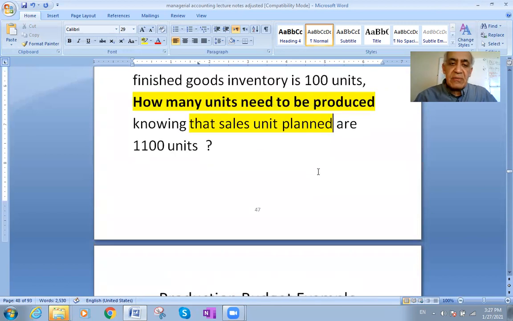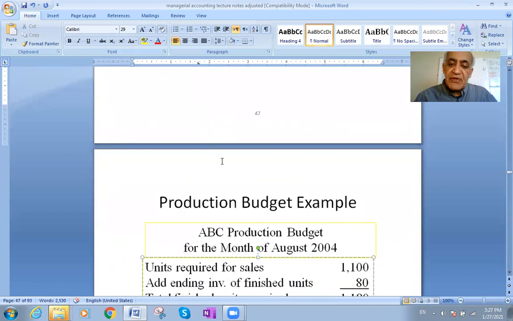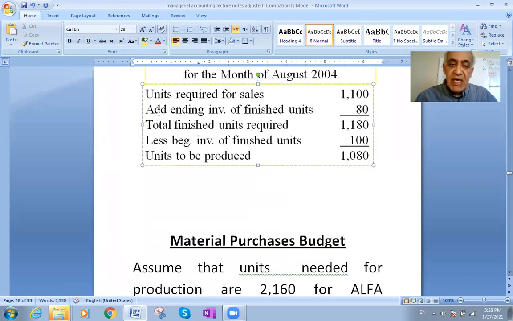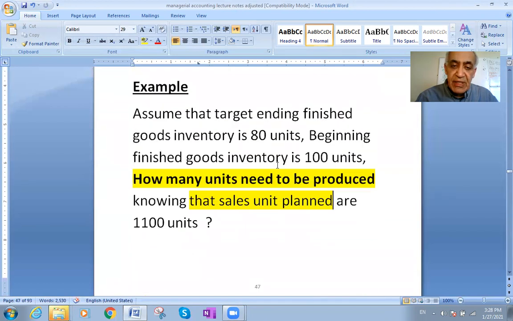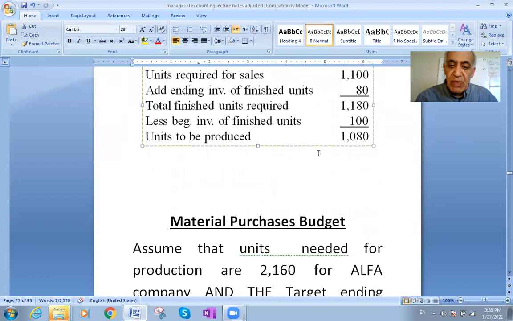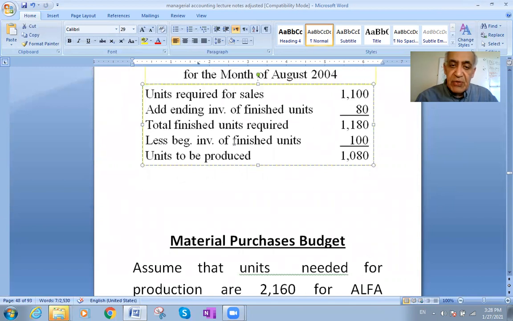What you need here now is to know the planning for sales, of course. So here 1,100 planned units are required for sales, and the ending inventory is 80. So we add them: 1,100 plus 80 gives me 1,180, minus the 100, which is the beginning finished goods inventory. That will give me the units to be produced.